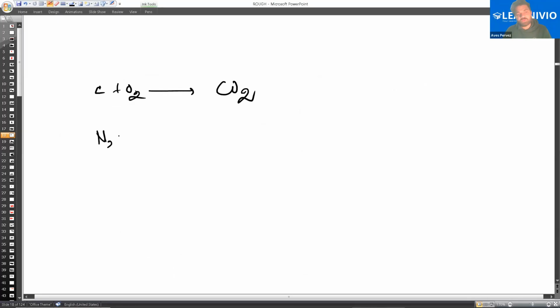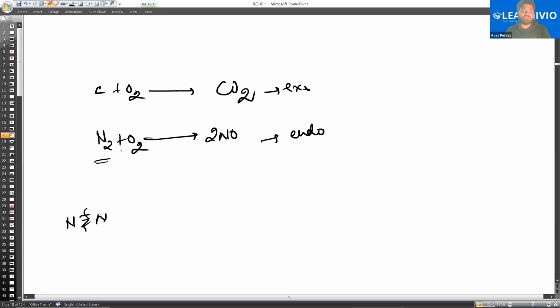लेकिन इसी तरह से मैं N2+O2 को करता हूँ तो it will give you 2NO, this is exo, but it is endo. Why? Because nitrogen has a triple bond and it requires a large amount of energy to break the bonds. So what happens in a chemical reaction? The older bonds are broken and the new bonds are formed. When we break the bond, we supply energy. When the new bonds are formed, they release the energy.